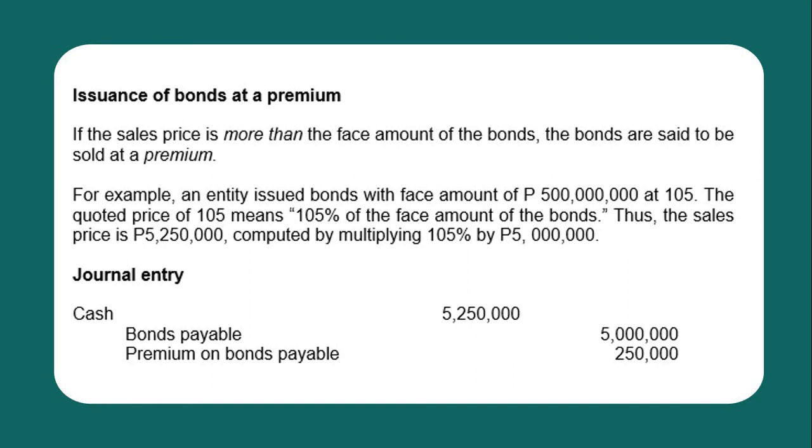So, since ang selling price is 5,250,000, which is greater than the face amount ng 5 million, then there is said to be a premium. And the premium is 250,000. So, to record, debit, cash, equal to the total selling price, 5,250,000, credit bonds payable 5 million, and credit premium on bonds payable 250,000. Okay? So, inana siya. That is premium.